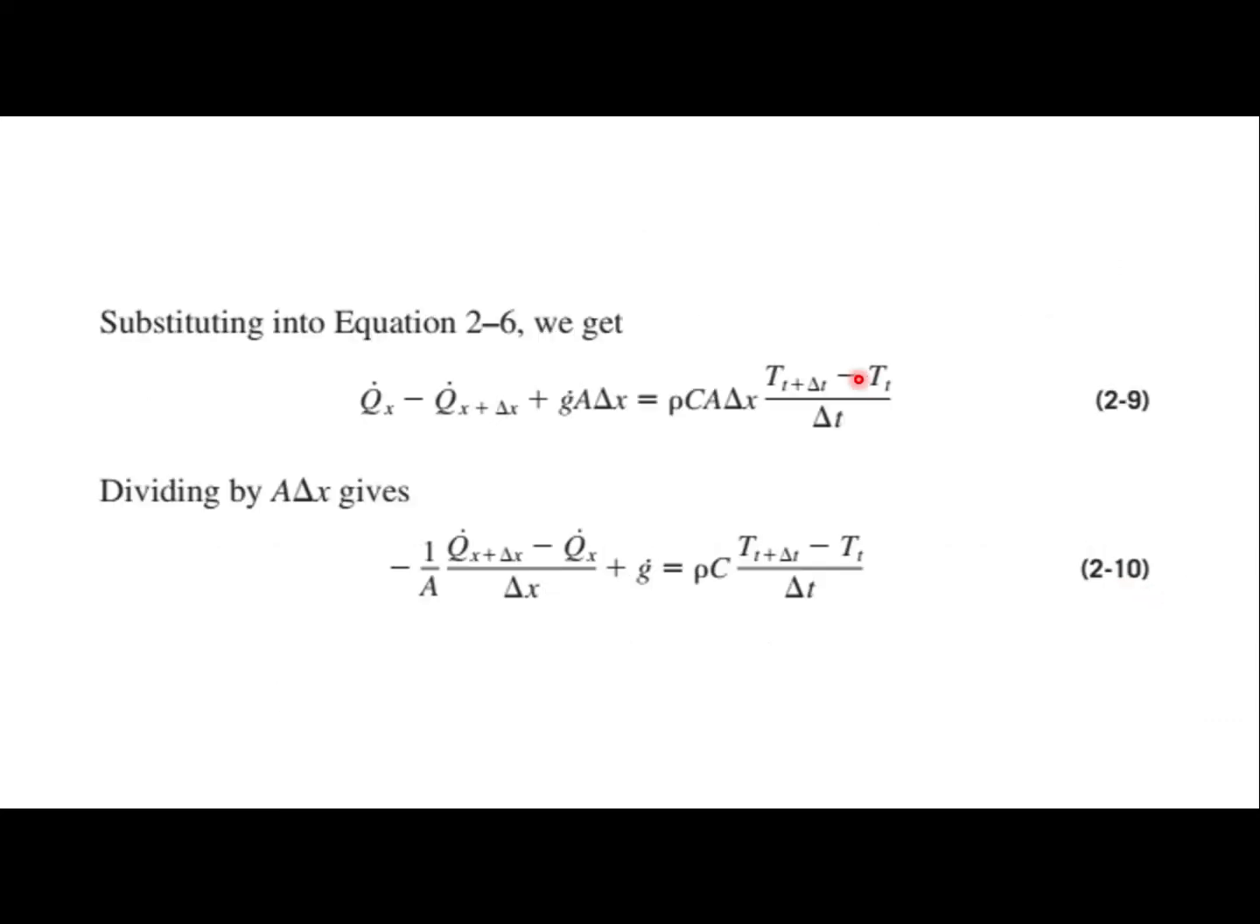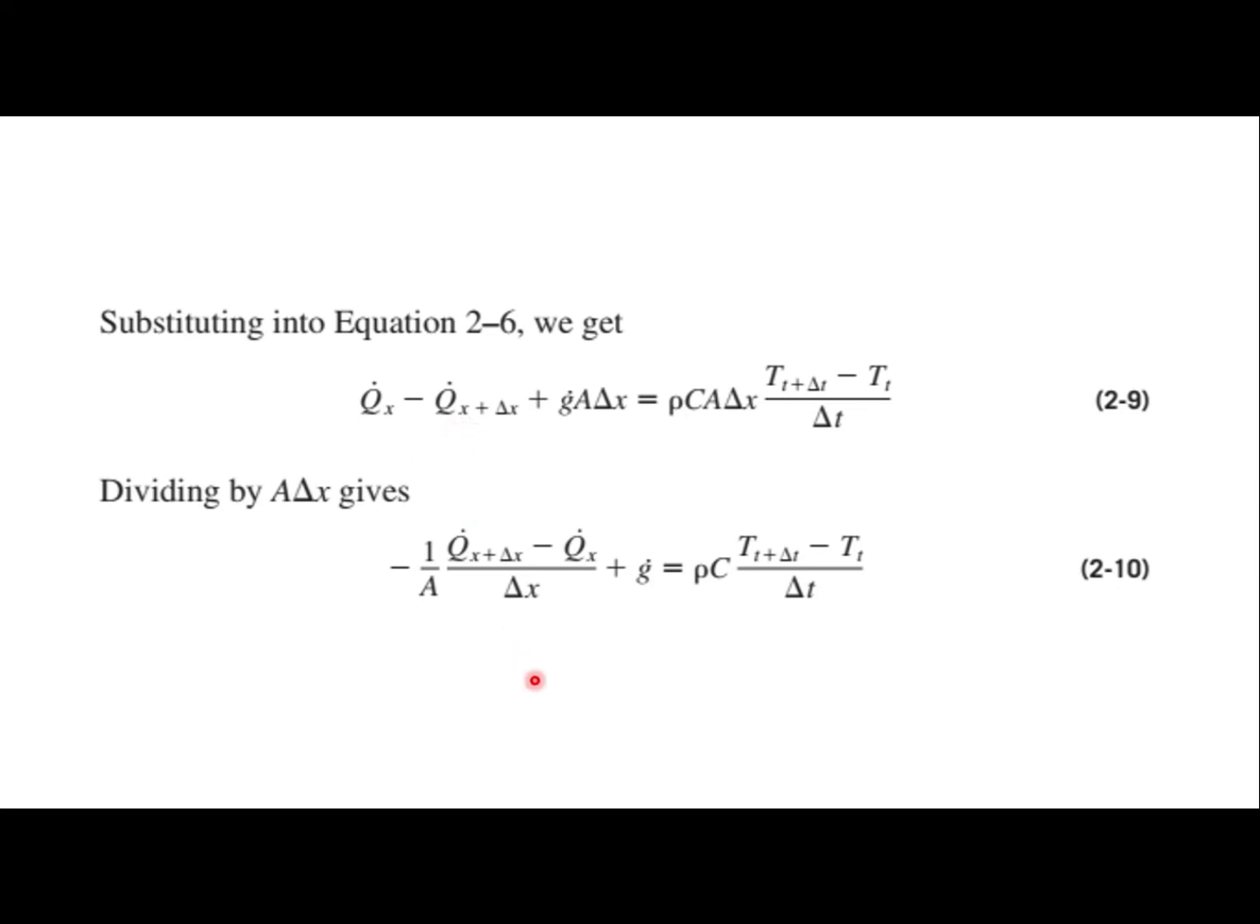The previous two steps can be substituted into equation 2.6, and we will have this equation. In this equation we have an A delta x on the left hand side and the right hand side. So we will divide the whole equation by A delta x. When we divide the whole equation by A delta x, the A delta x from this part and this part will be cancelled out, and A delta x will come here in the division.